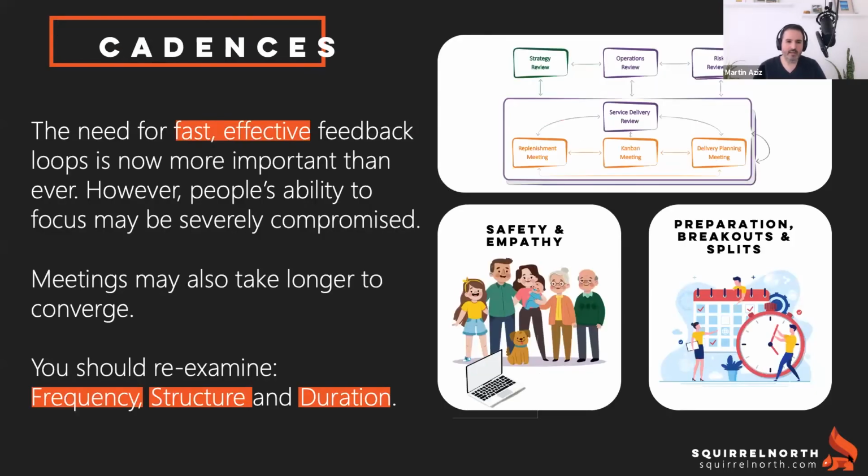And so then we also have in Kanban our cadences. These are our feedback loops. There are various suggested cadences through the Kanban method that keep everything aligned and your services fit. You will want to re-examine them through a lens of these three things: frequency, how often they should be done, what their structure is, and what their durations are.